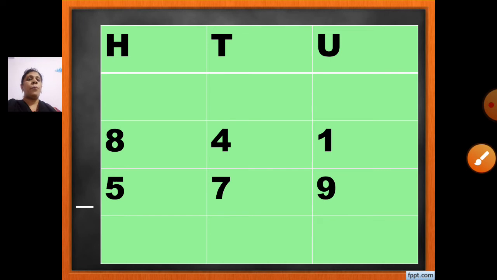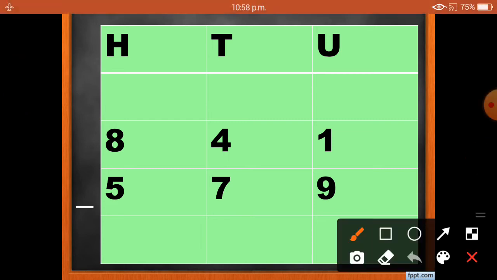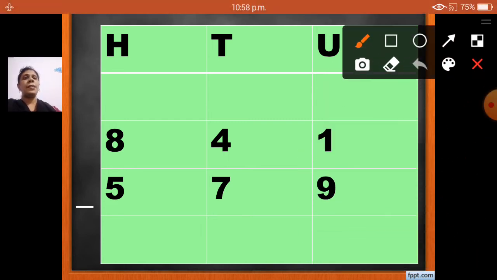Now 841 minus 579. Now the numbers are arranged according to their place value. Let us subtract units with units, tens with tens and 100 with 100. Now the numbers in unit place are 1 and 9. So 1 is a smaller number, 9 is a bigger number. Okay, so smaller number cannot be subtracted. So we'll cut this one and we will make it as 11.